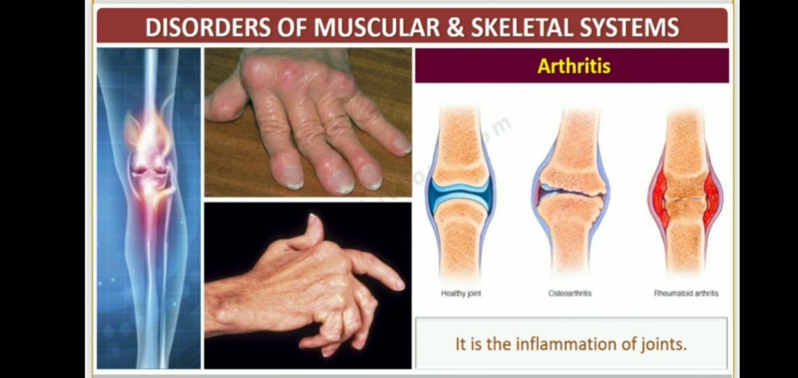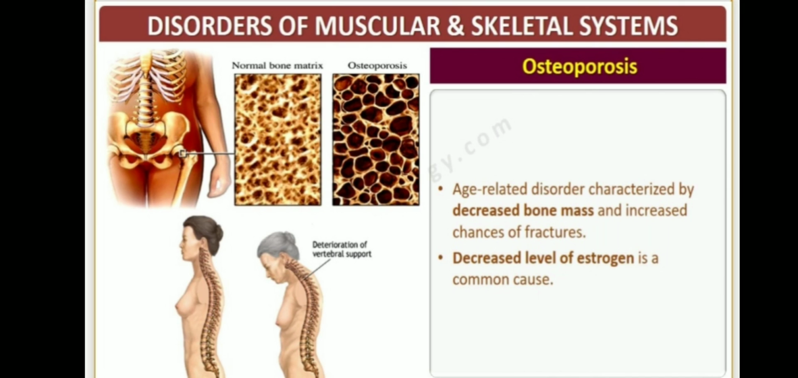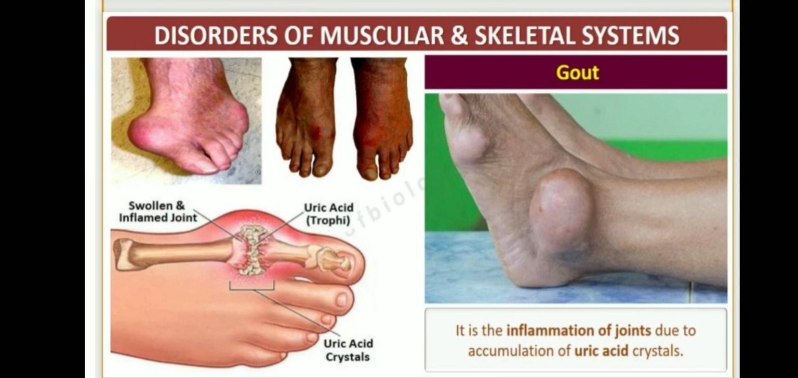Arthritis, what is it? It is the inflammation of joints. Osteoporosis. It is an age-related disorder characterized by decreased bone mass and increased chances of fractures. Decreased levels of estrogen is a common cause of such disease. The last one is gout. Inflammation of joints due to accumulation of uric acid crystals leads to this disorder known as gout.